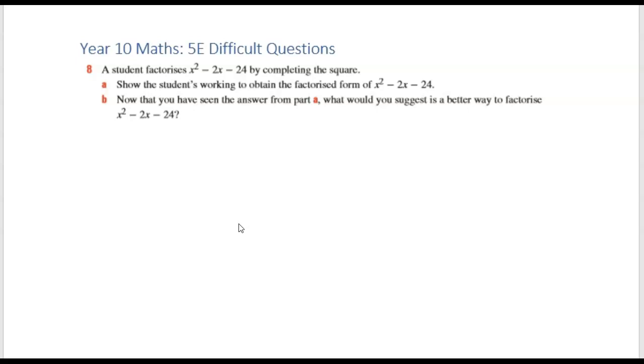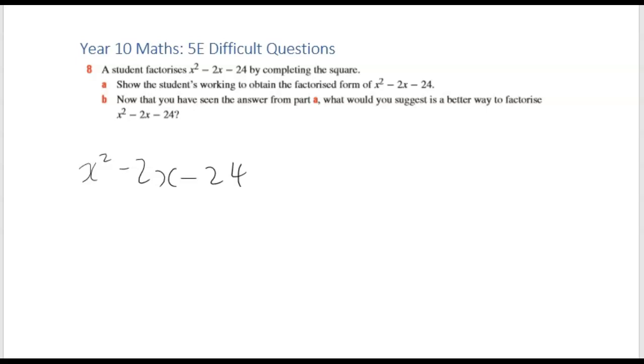So I've taken these questions straight from the textbook. So we're doing questions 8, 9 and 10. So if you're okay with question 8, just fast forward. All right, question 8. A student factorizes x squared minus 2x minus 24 by completing the square. So first of all, show the student's working out. So we're going to complete the square first of all.